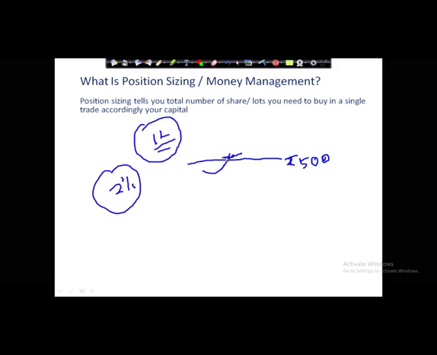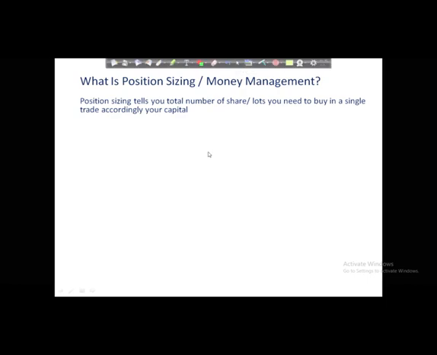So in that case, if you want to buy here and the SL is 3 rupees below, how many shares should you buy so that if it goes 3 rupees below, you lose only 2% of capital? The position size calculator online will tell you. I'll give it to you. You just put it in and it calculates automatically. So that is how to maintain the risk, step by step. The position sizing tells us how many shares or lots to buy in a single trade according to our capital.